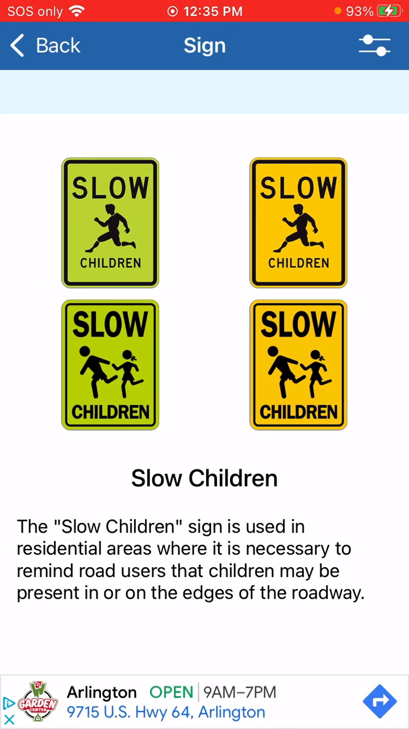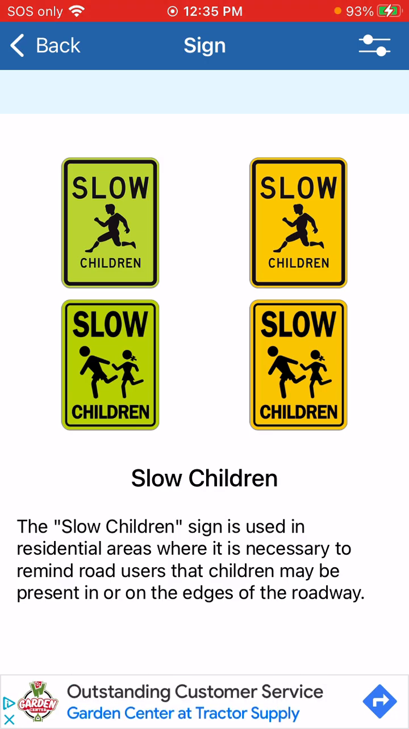Slow children. The slow children sign is used in residential areas where it is necessary to remind road users that children may be present in or on the edges of the roadway.